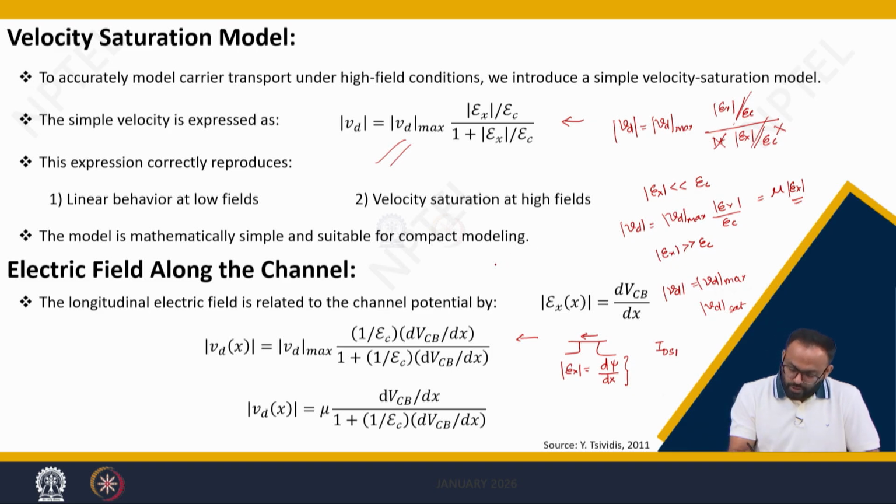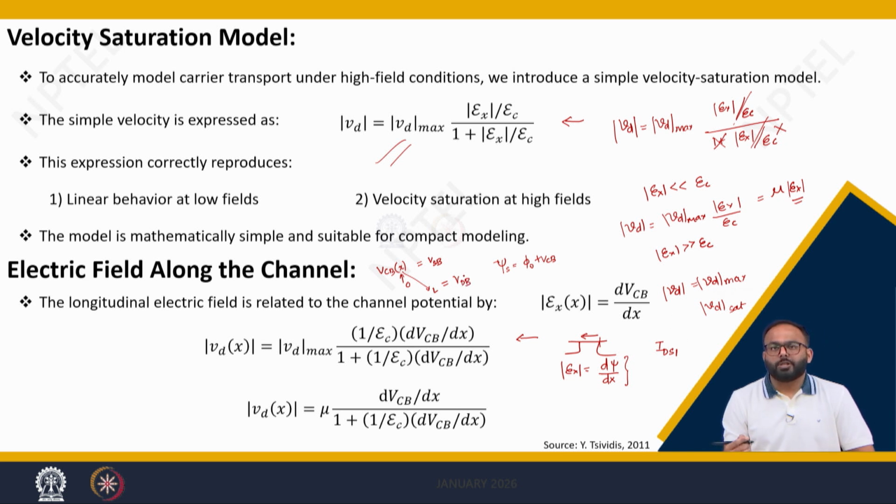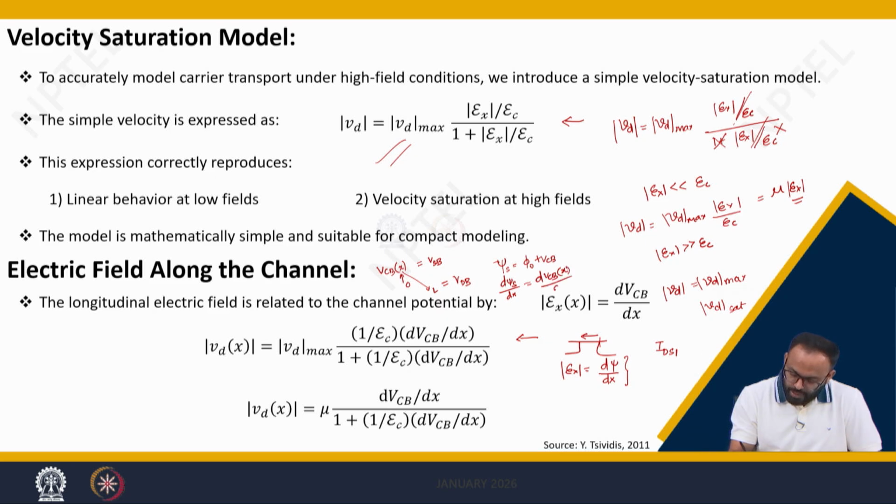Here, as we are explaining strong inversion, the surface potential can be written as phi naught plus Vcb, where Vcb is the channel voltage with a value Vcb of x. When x equals 0, this is Vsb, and when x equals L, this is Vdb. So we are expressing the surface potential changes in terms of terminal voltages. I can simply replace d psi s by dx with dVcb, which is a function of x, by dx.